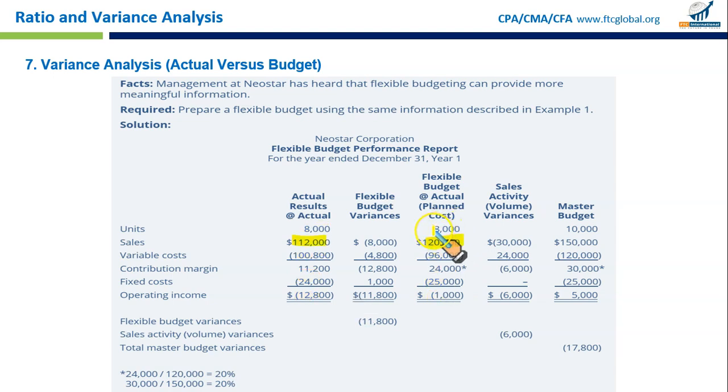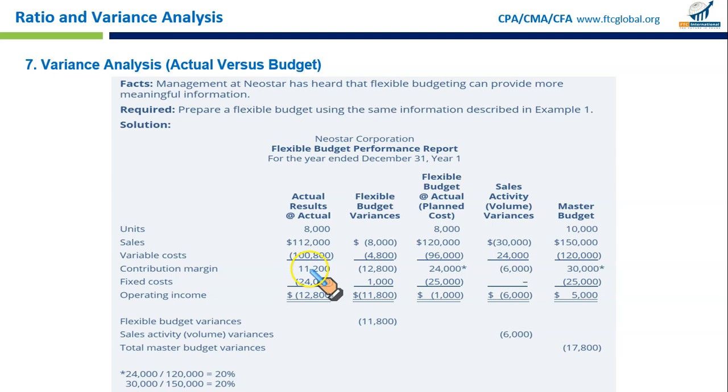As per the 8,000 units flexed budget, or flexible budget, our revenue should have been $120,000, whereas for 8,000 units, it was 112. So clearly revenue is 8,000 adverse. Then for 8,000 units, our variable cost should have been 96,000, whereas for 8,000 units, our variable cost was 100,800. So this clearly shows that it was an adverse variance. So overall, that's the final result.